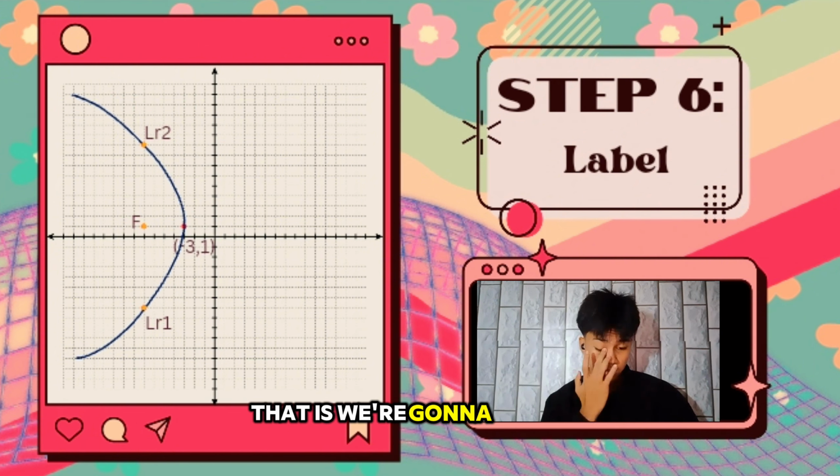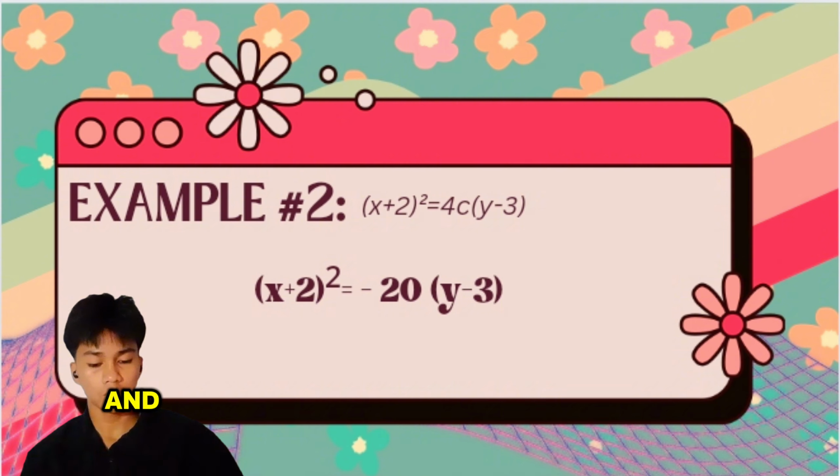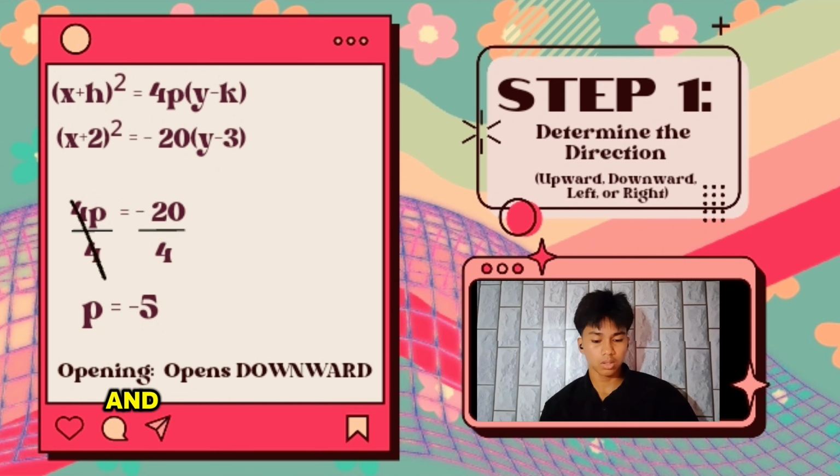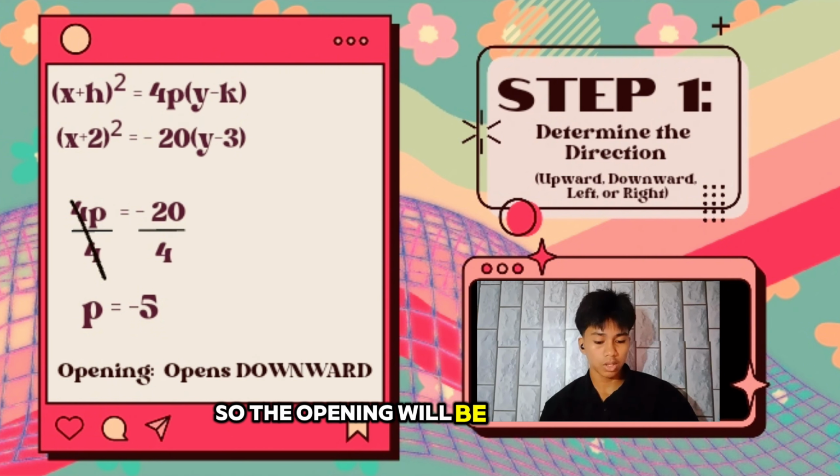We're gonna label it and we're gonna proceed to example 2. We're just gonna determine the direction. So we're just gonna divide both sides by 4 and p equals negative 5. So the opening would be downward, because the first term is x.